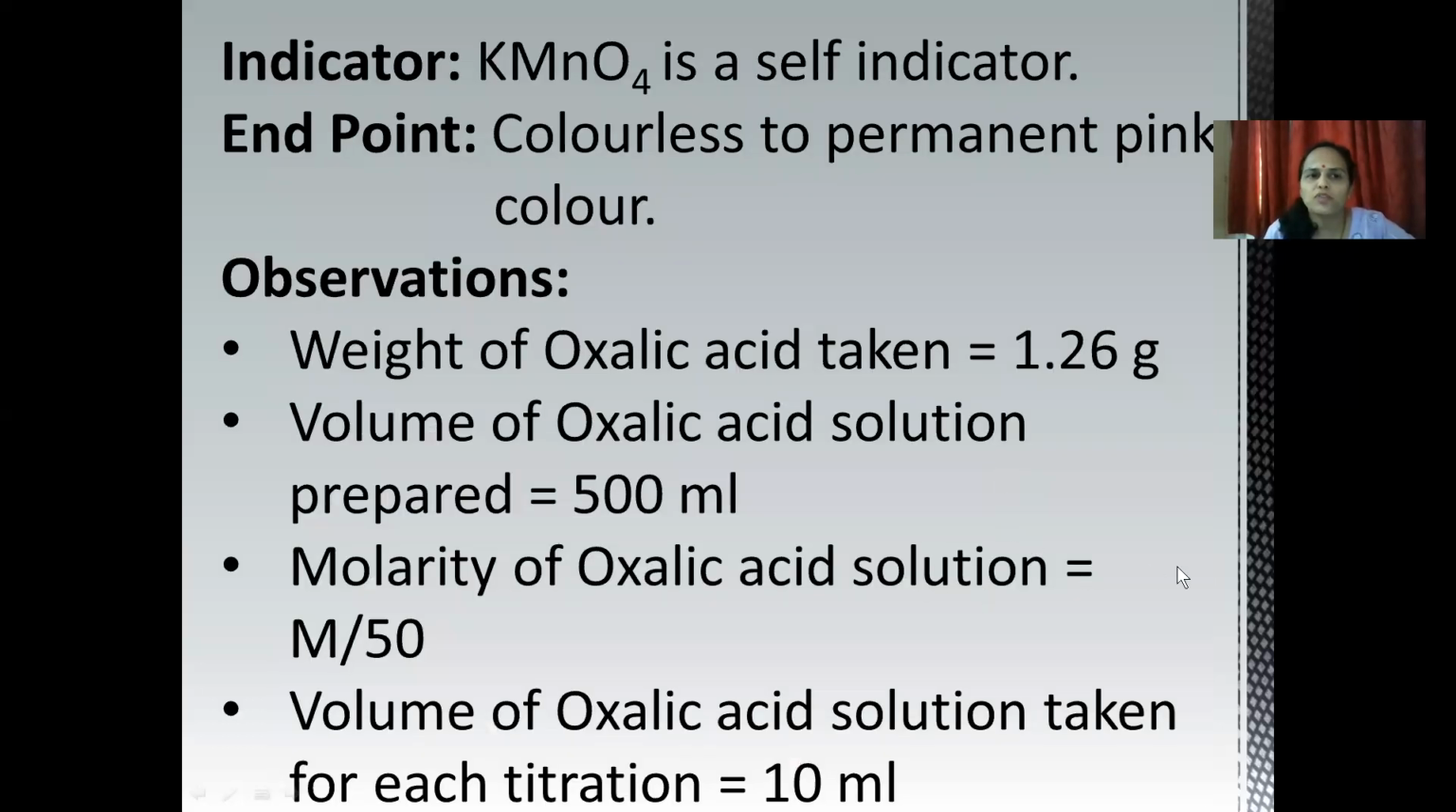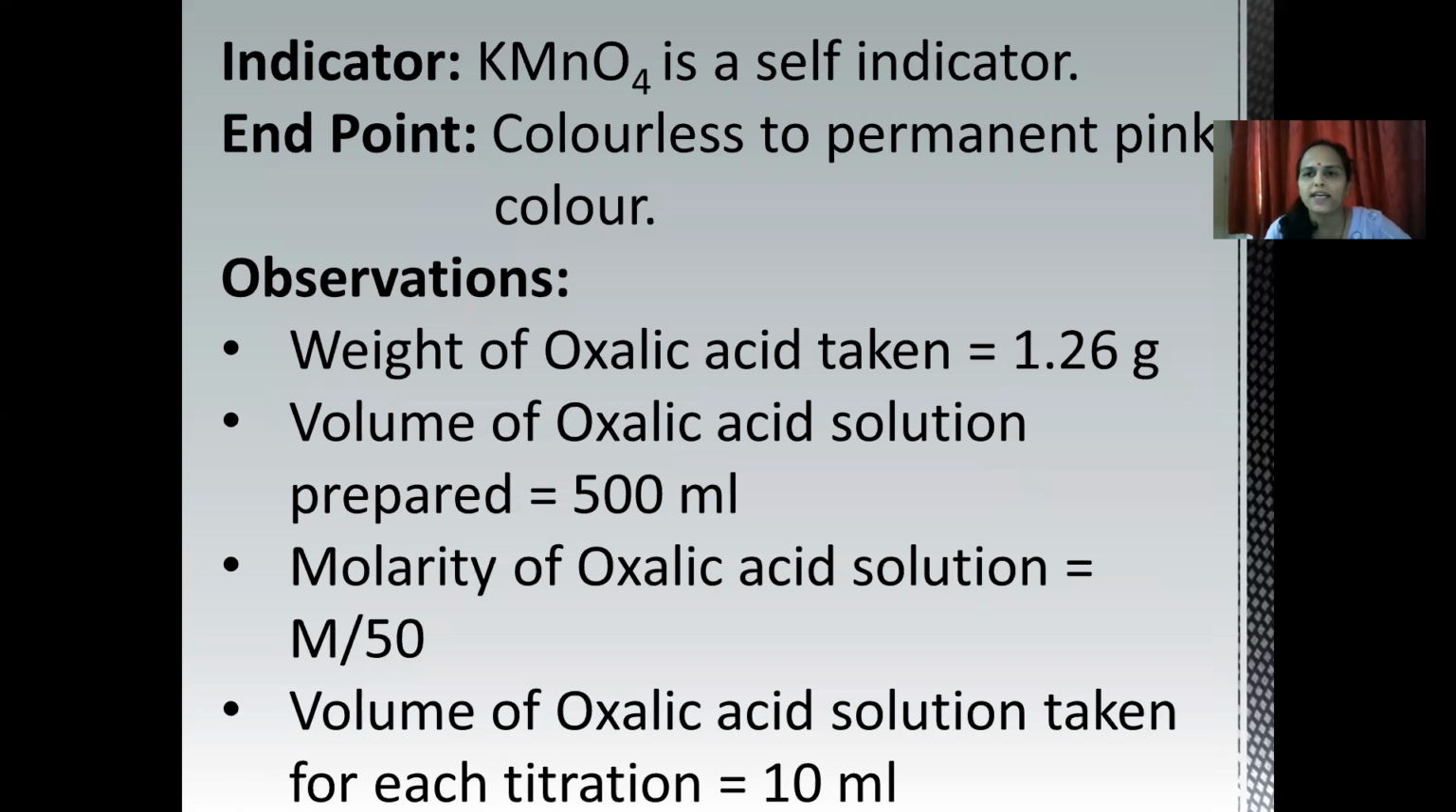Before you take the observations, you will write the indicator. KMnO4 is a self-indicator. Then you will write endpoint. Endpoint is colorless to permanent pink color. Then you will write observations.